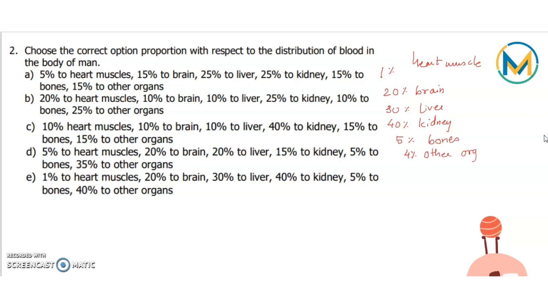Now we have to choose the correct option where it is given 1% to heart muscles, 20% to brain, 30% to liver, 40% to kidney, 5% to bones, 40% to other organs. So the correct answer among the given options is option E.